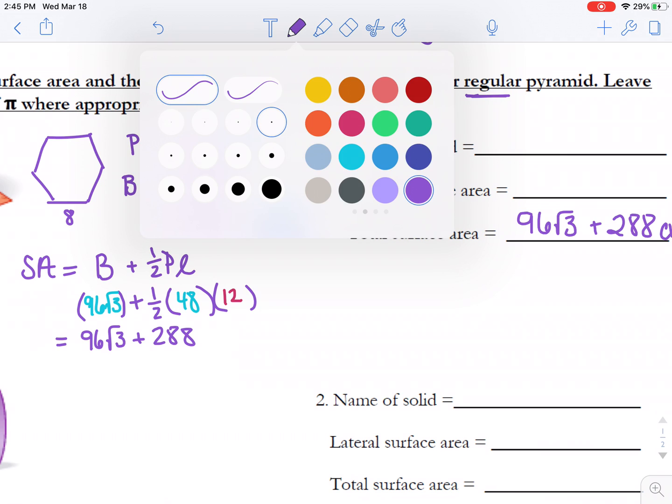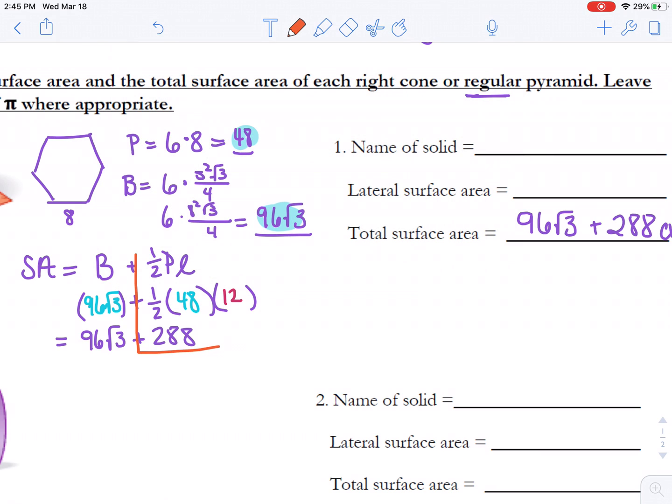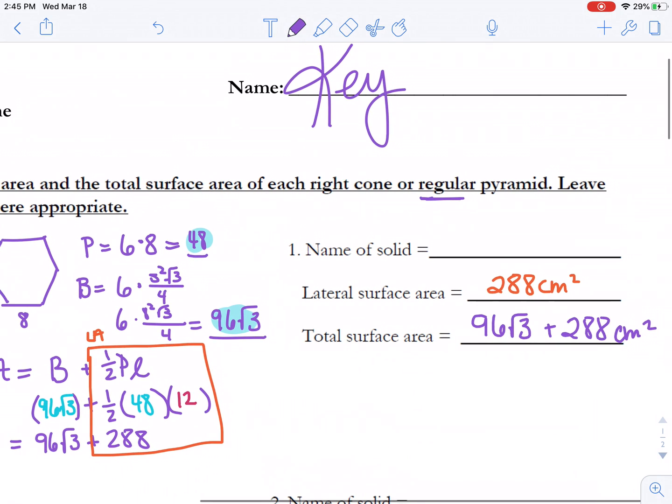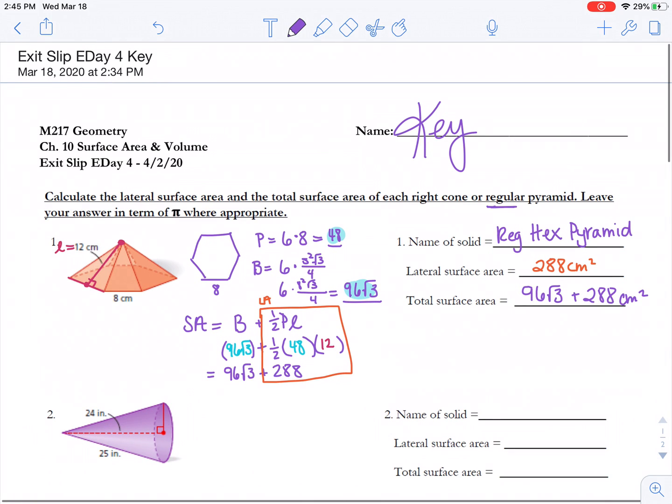To get our lateral area, we just go back. We do not include the base. Everything else, though, our lateral area is 288 square centimeters. And I forgot to write down the name. We talked about this being a regular hexagonal pyramid because there's only one base. All right, so that was number 1.